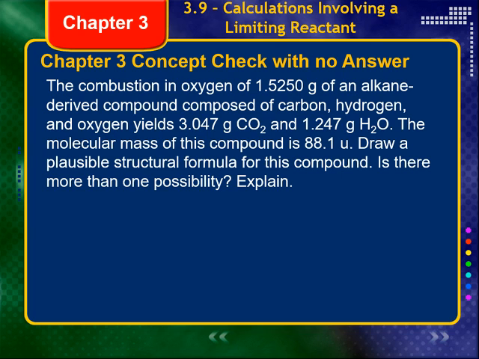The combustion with oxygen of 1.5250 grams of an alkane-derived compound. This is a hydrocarbon. Composed of carbon, hydrogen, and oxygen, yields 3.047 grams of CO2 and 1.247 grams of H2O. The molecular mass of this compound is 88.1 AMU. Draw the plausible structural formula for this compound.